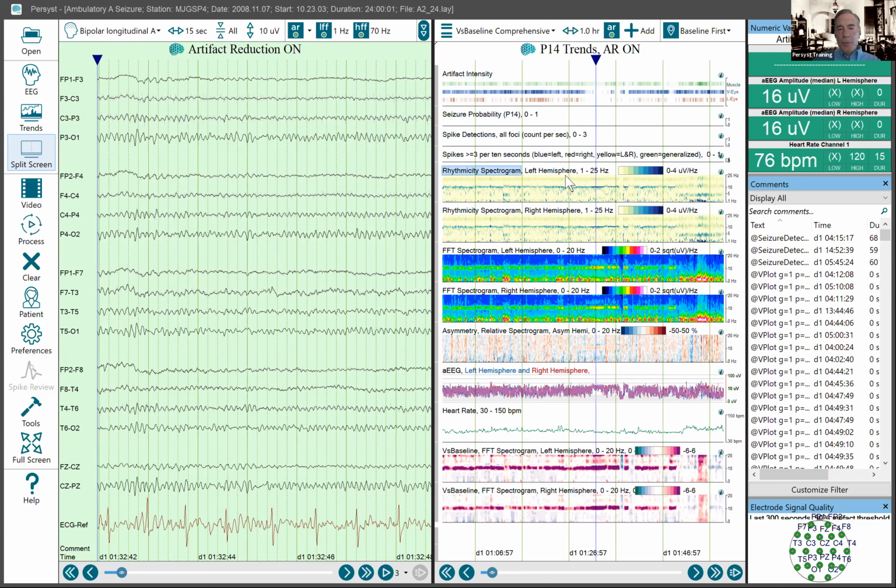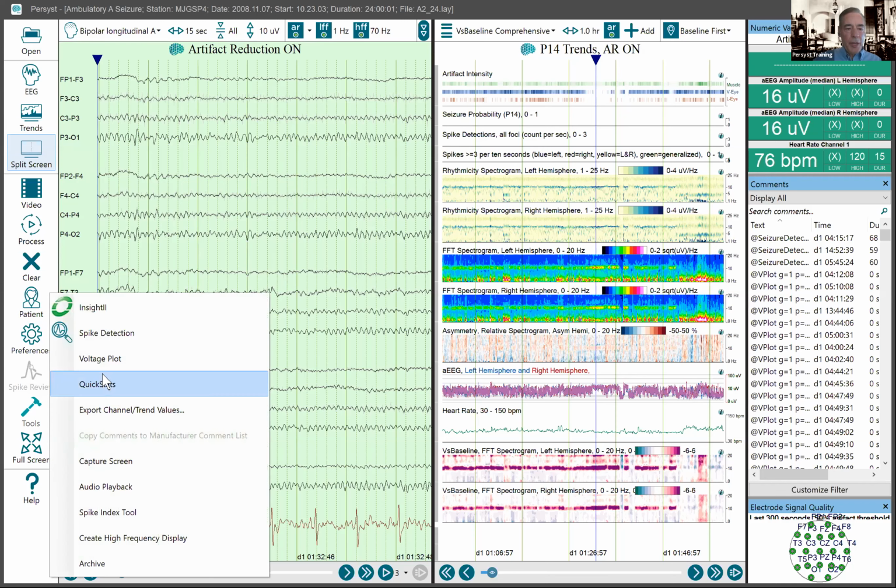And we can see in the rhythmicity spectrogram, left and right hemisphere, that we have rhythmic activity here. It's bilateral, it's linear, it's not evolving, it's alpha. And so we can get to a place pretty quickly where eyes are closed. We can tell that from this trend, and we can also see that alpha is here and have a look at it, make any measurements we want.